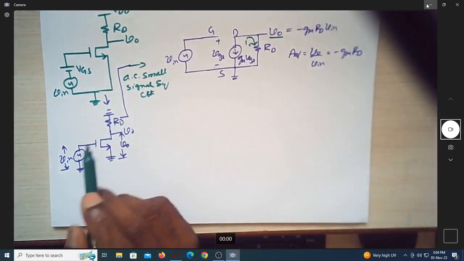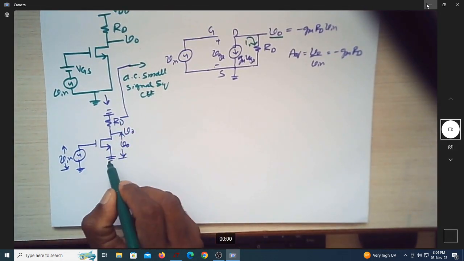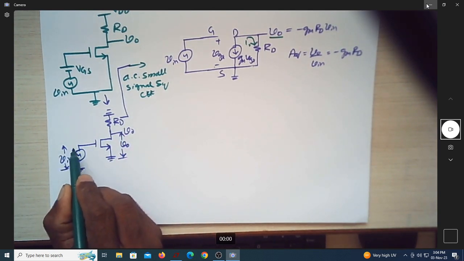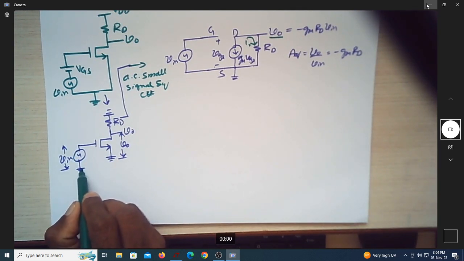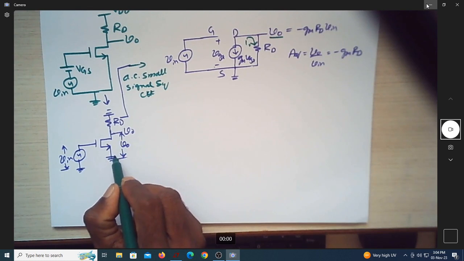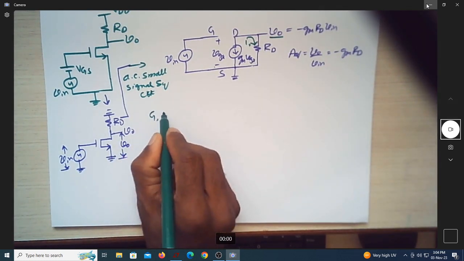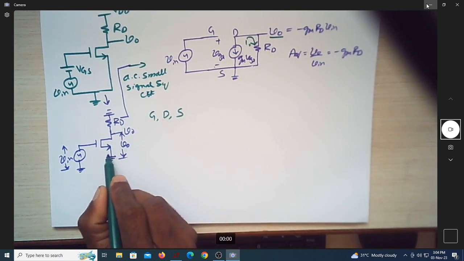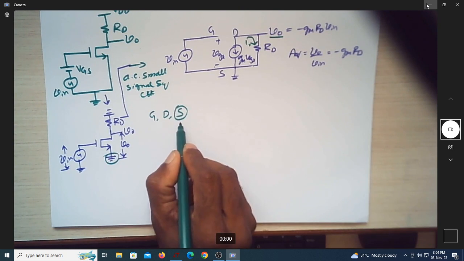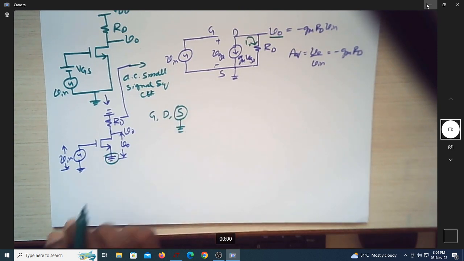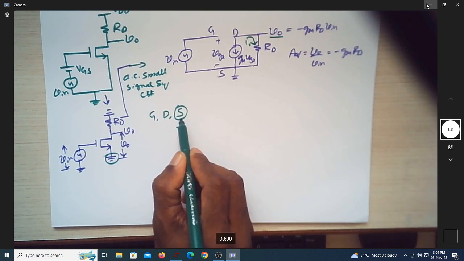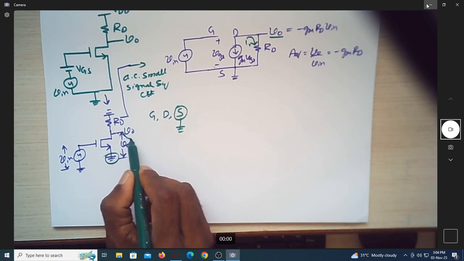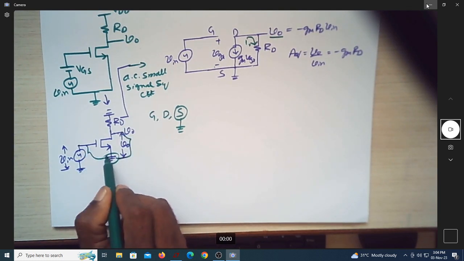For the naming ceremony, let us see. This is our input, this is the output. You can see we are measuring the input at the gate with respect to ground, and we are measuring the output with respect to ground. So out of gate, drain and source of the MOSFET, which terminal is grounded? The source is grounded here, meaning is the source common between input and output? Because I'm measuring output with respect to source, I'm measuring input also with respect to source.